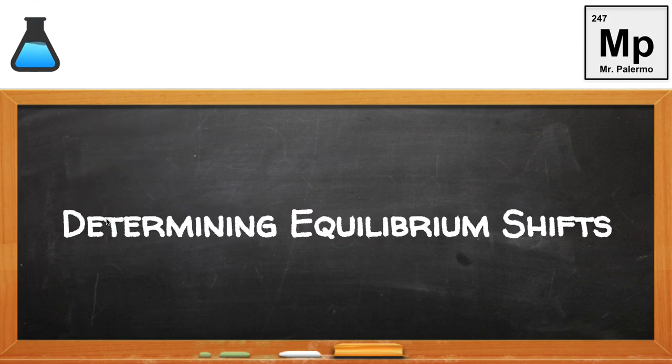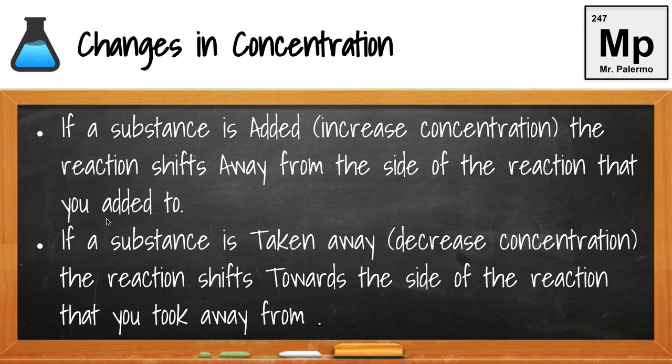So let's look at determining some equilibrium shifts. And the first one we're going to look at is using concentration. Concentration is the amount of something. So if we increase the amount or concentration of one of our substances, then the reaction is going to shift away from that side in order to relieve that stress and reestablish equilibrium. If we decrease, meaning take away a substance, then the reaction shifts back towards that side that we just took away from in order to maintain or reestablish equilibrium.